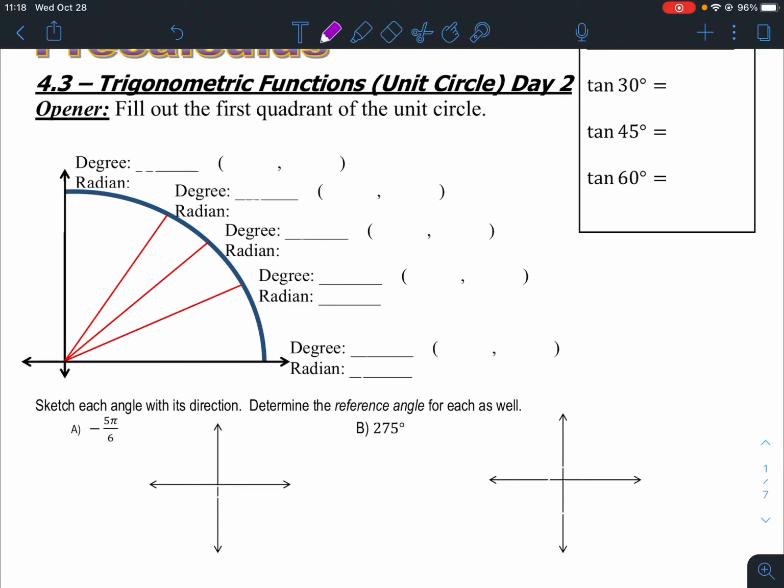All right, today we're doing a few days of the unit circle combined into one. So the first page is an opener. The whole first slide is an opener. Please pause the video, fill that whole thing out. It should take you a few minutes, and come back when you are done to see the answers.